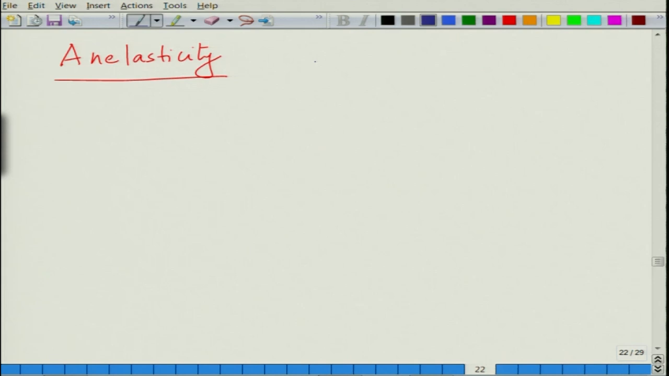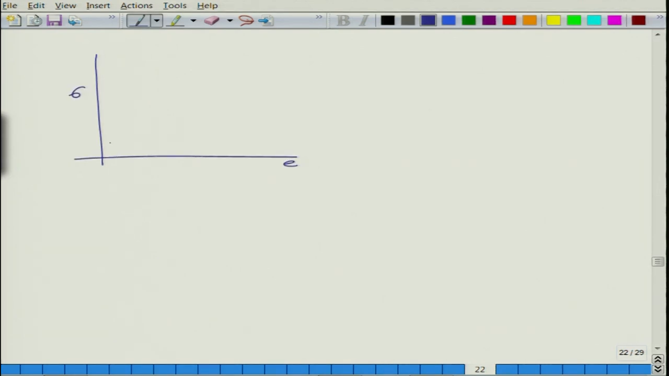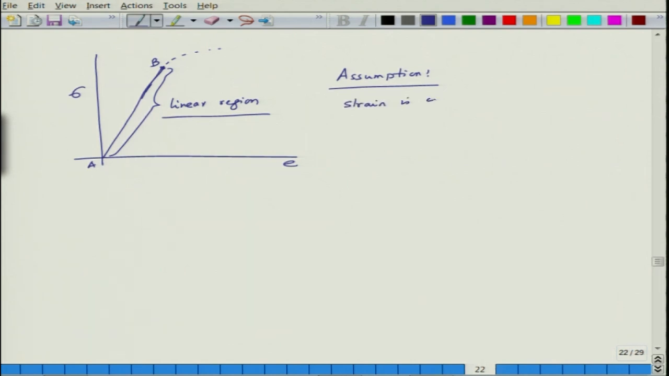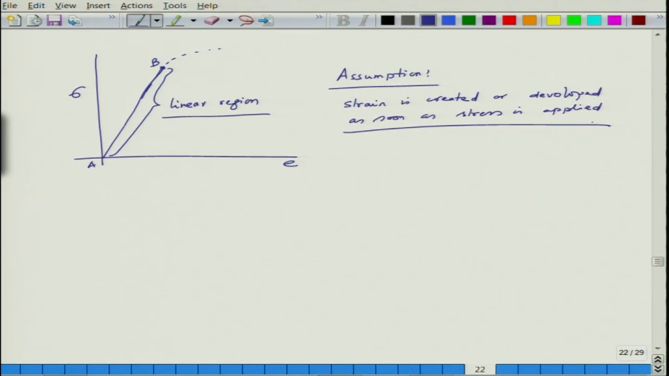So basically what we have seen until now is, when you apply stress, this is the linear region, before it converts into a non-linear region. So up to this point, let us say this is A, this is B, this is the linear region, and here we have assumed that strain is created or developed as soon as stress is applied. So basically we are saying that development of a strain is spontaneous, all right.